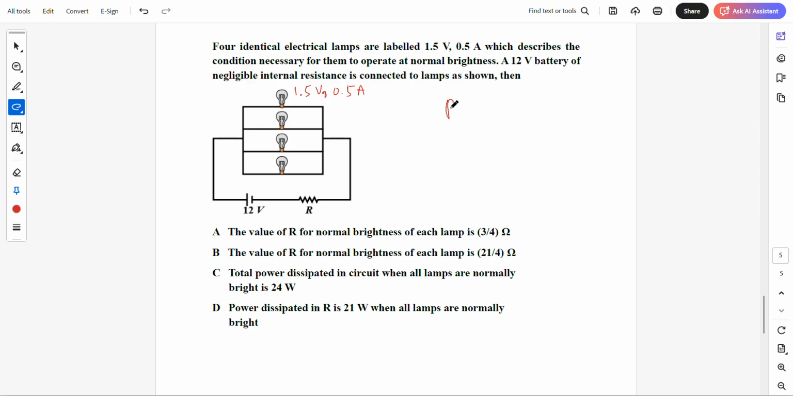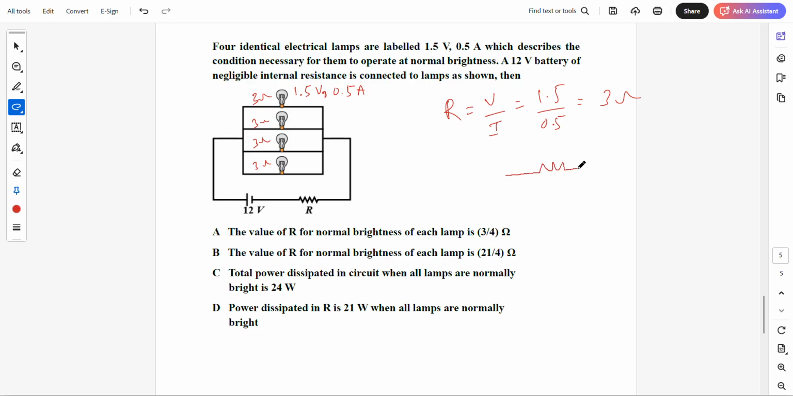Now first we will calculate R. R is equal to V by I, as we know. How much is V? 1.5 by 0.5, which is 1 by 2, so R is 3 ohm. So each lamp is 3 ohm. They are connected in parallel.